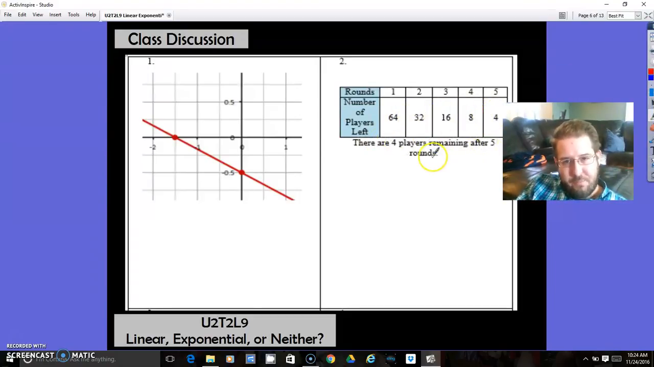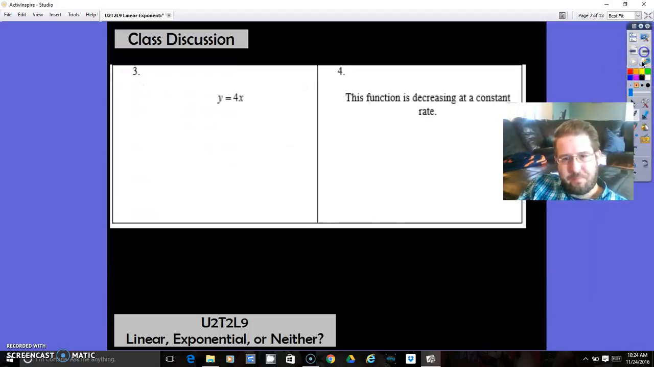There are 4 players remaining after 5 rounds. Yep, and then after the 6th round, there'd only be 2 players because it's going 1/2 times 64 to the power of x minus 1. Yeah, I know that was the actual x. I don't need the equation, but I could have written that anyway.